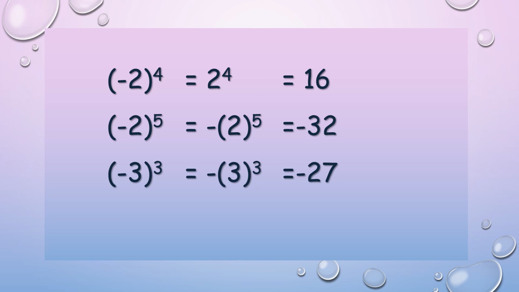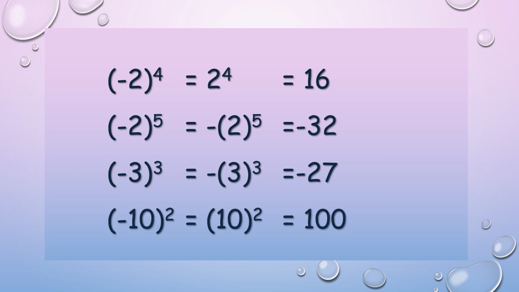Next one. Negative 3 to the power 3. 3 to the power 3 equals 27, and the power is an odd number, so it's negative 27. Negative 10 to the power 2. That means 2 is an even number. Then it is 10 to the power 2. The answer is positive 100.